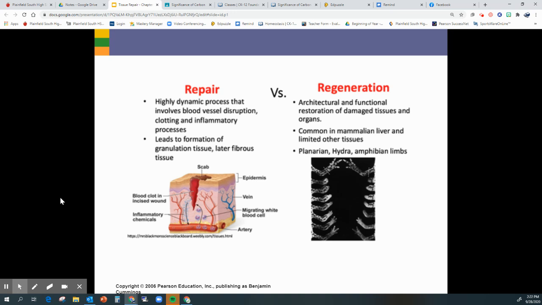So organisms called planaria, these are little flatworm-like organisms. Hydra, these are water, kind of tube shaped. A lot of times they look like a sponge. And then obviously mammals, lots of lizards as well can do this. If they lose a tail, they can regrow it. But we as humans can't do that. We mostly do this repair section.